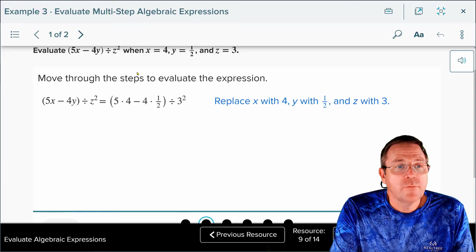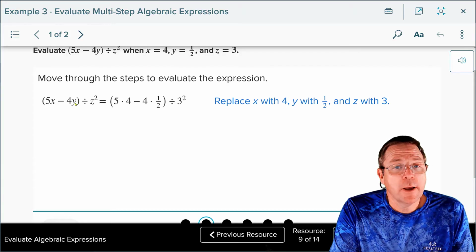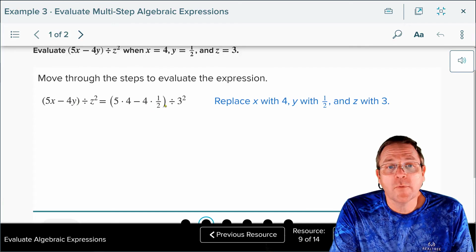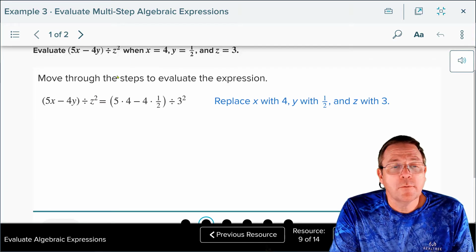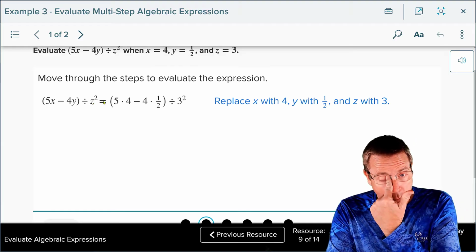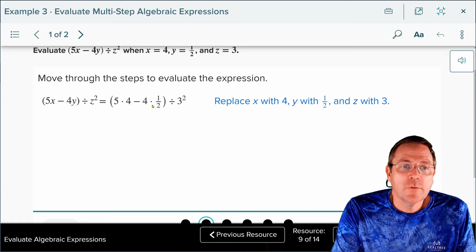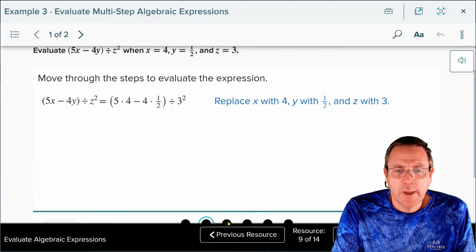So x was 4, where they had an x, they have a 4 here, so now it's 5 times 4. Y was 1/2, so where they had y, 4 times y is now 4 times 1/2. And of course 3 was z, so where we had z squared, now we have 3 squared. The order of operations tells us to work inside the parentheses first, and inside those parentheses we have some multiplication we have to do.